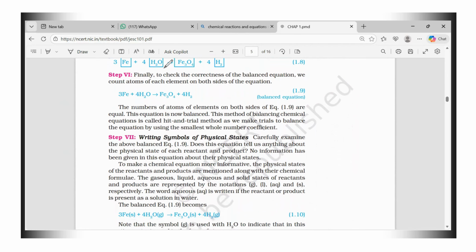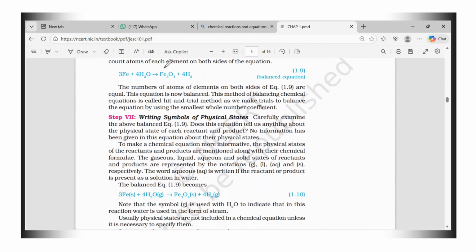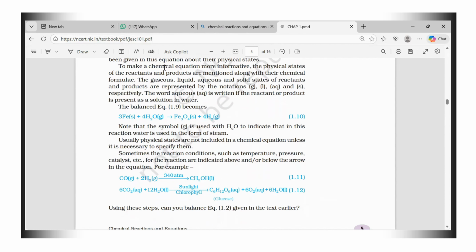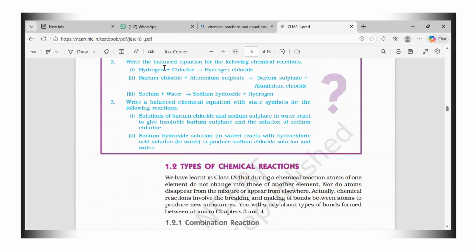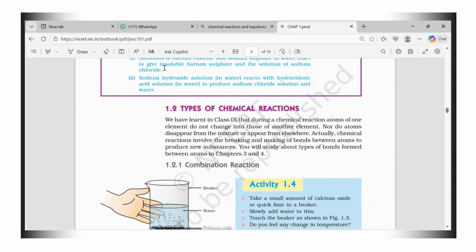The last step is we need to write the physical state of the components. Iron is solid, water is in the gaseous form, that means it is steam, Fe3O4 is solid and H2 is gas. So first we need to balance it, then we need to put the states. This is very mandatory: everywhere in chemistry, when you write an equation, it should be a balanced equation.